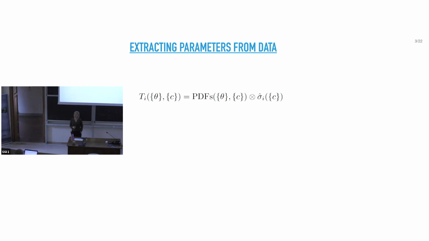Yes, I will get there. So in the study that we are doing simultaneously, we get up to 25 Wilson coefficients at the same time as the PDF.